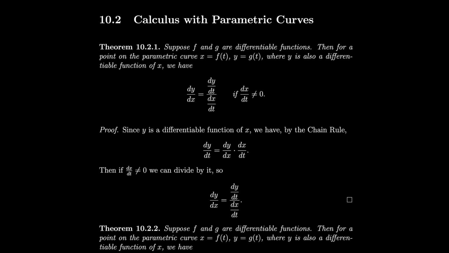So this is pretty easy to prove by the chain rule, because if y is a differentiable function of x, then we can write dy/dt as the product of dy/dx and dx/dt. You can imagine the dx canceling out over here and just leaving you with dy/dt. So we can solve for dy/dx by dividing both sides by dx/dt, and we get dy/dx is equal to dy/dt over dx/dt.